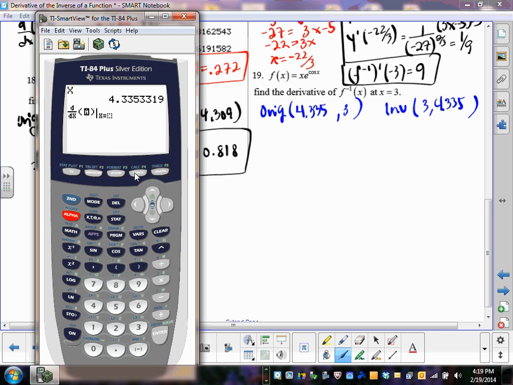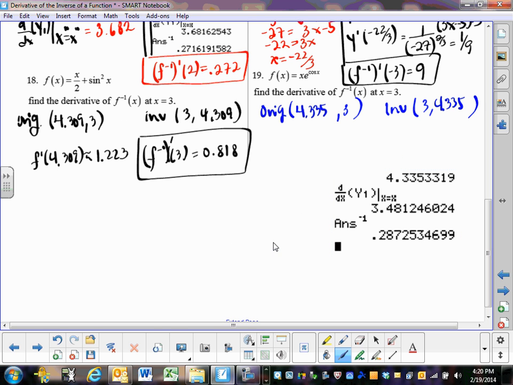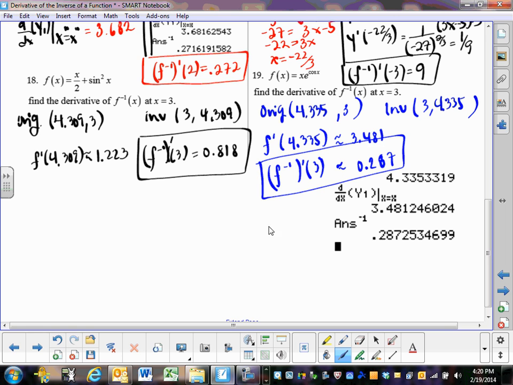Then I'm going to do the derivative with respect to x of the original function at the stored value of x. So the original slope is 1.223. So the inverse function derivative at 3 is equal to the reciprocal, 0.818.